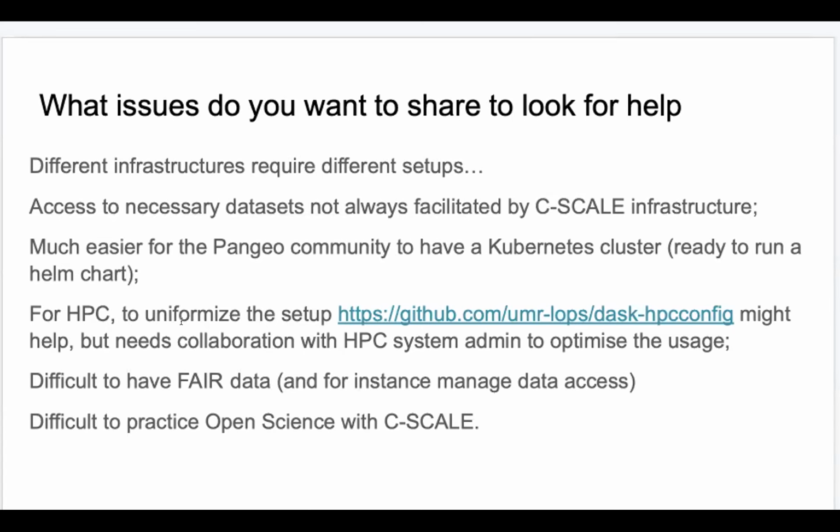And last but not least, we found it very difficult to have an open science and FAIR data approach. We don't fully understand how, in C-Scale, we need to work to have FAIR data and open science practices. And that's it.